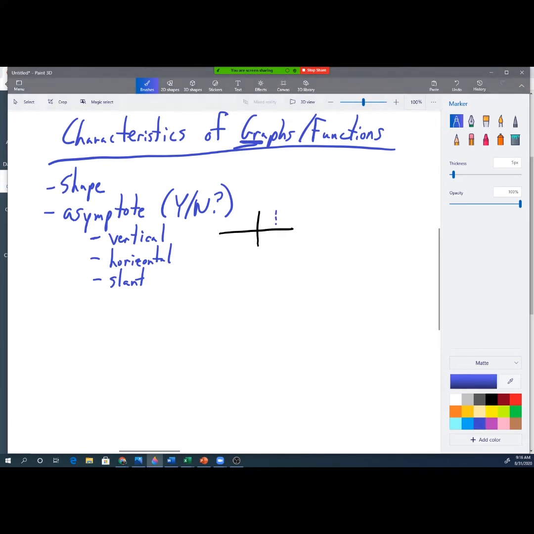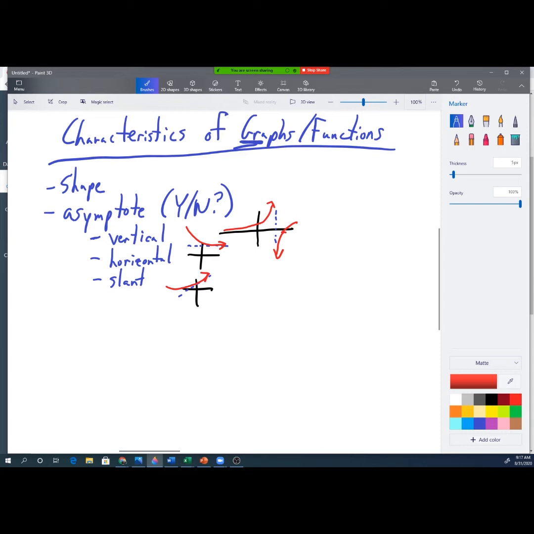So vertical, of course, is when we've got something like this. Horizontal is when we have something like this. And slant, by definition, is something like this. So we can see our functions themselves might do something like this. Or like this.